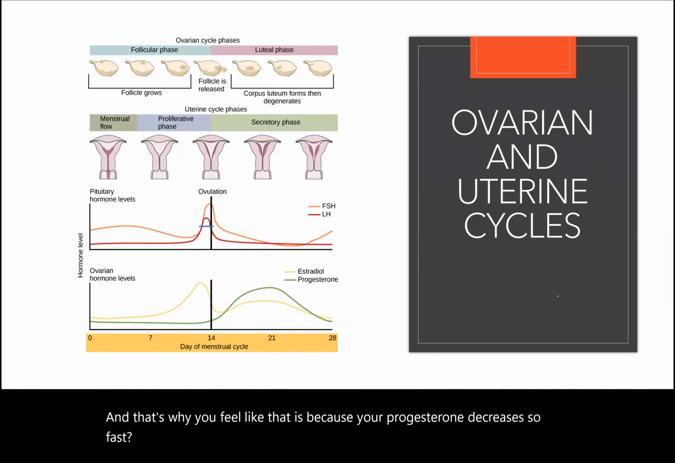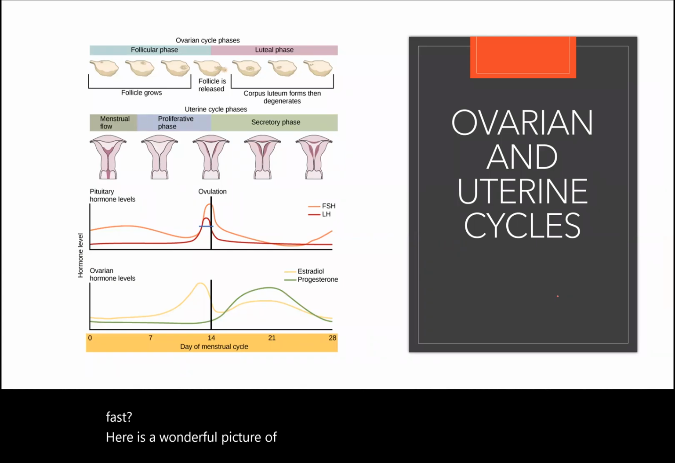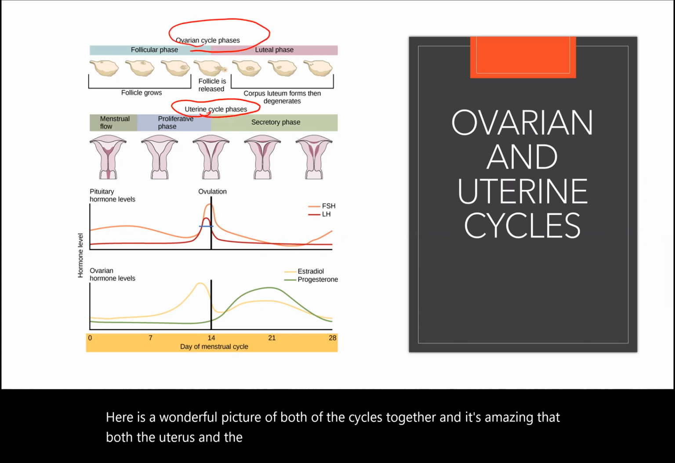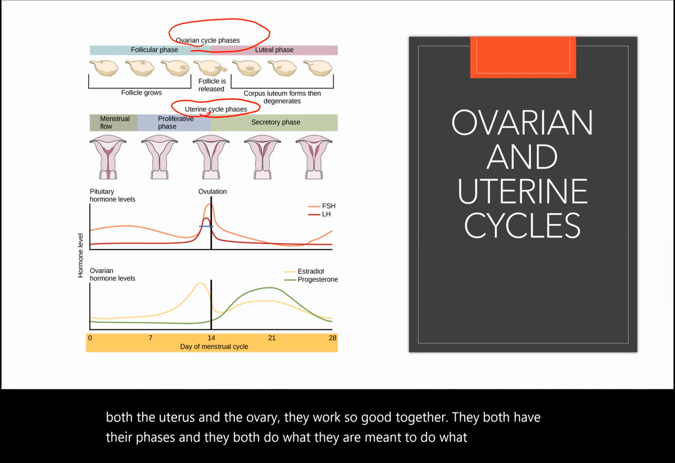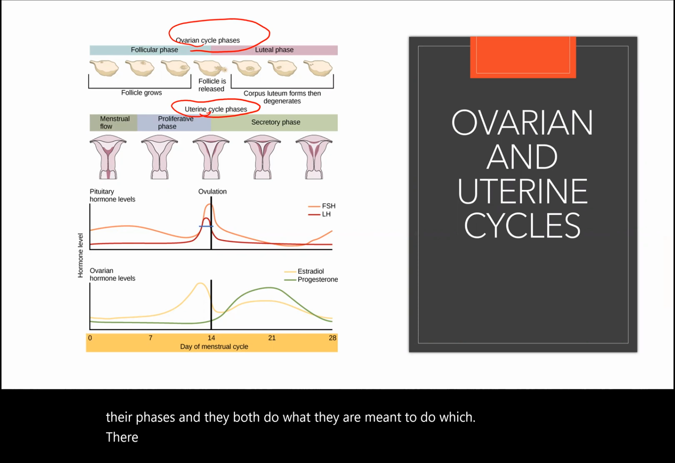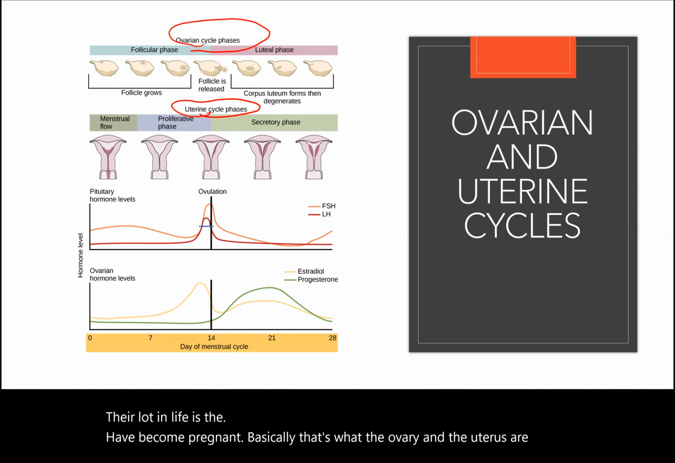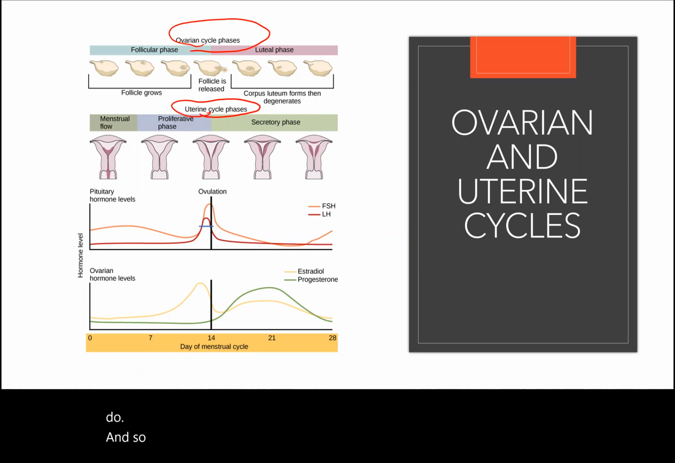Here is a wonderful picture of both of the cycles together. And it's amazing that both the uterus and the ovary work so well together. They both have their phases and they both do what they are meant to do, which is their lot in life: to become pregnant, basically. That's what the ovary and the uterus are meant to do. And so every month they give it a good shot.